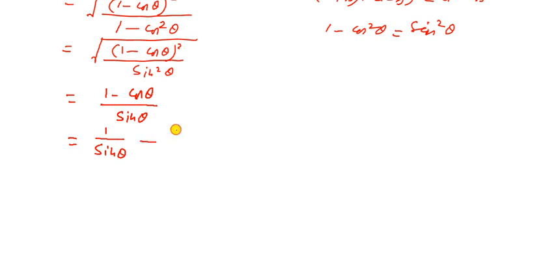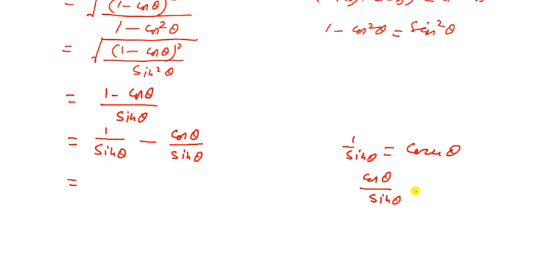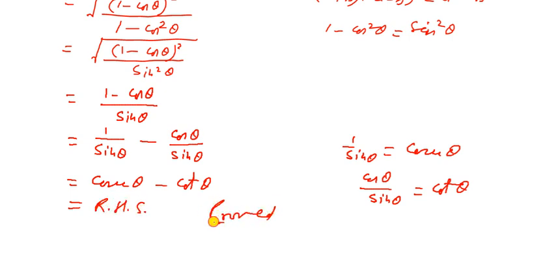Now separate them: 1 upon sin theta minus cos theta upon sin theta. As you know, 1 upon sin theta is cosec theta, and cos theta upon sin theta is cot theta. So this is cosec theta minus cot theta, and that is the right hand side of the question, and hence proved. So the third question is done. Now I will start the next question.